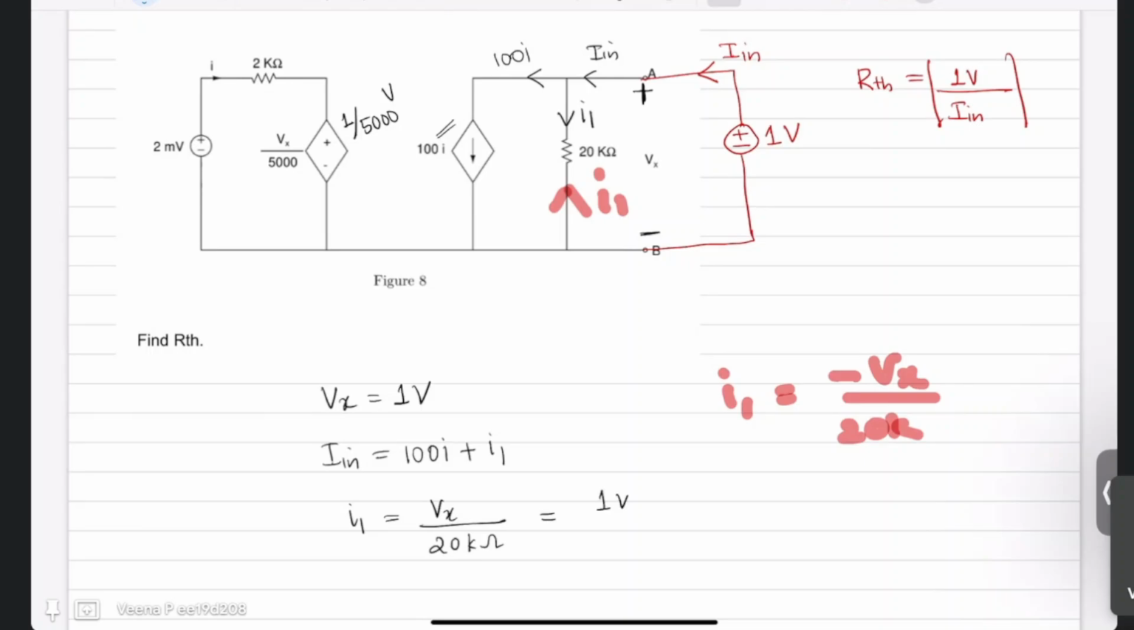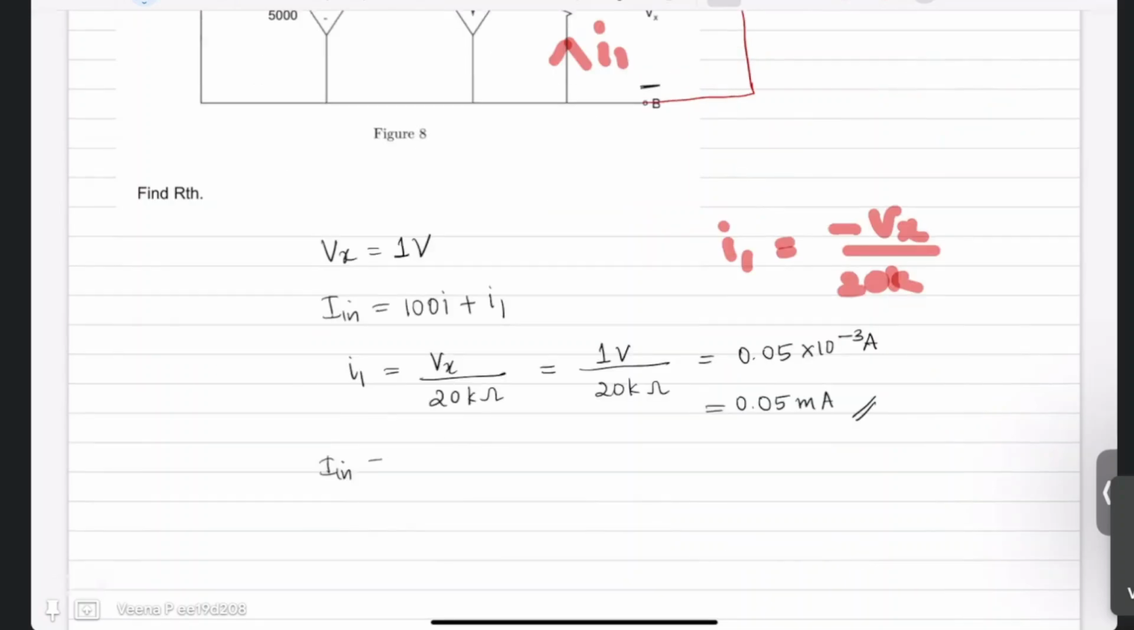Now Vx is 1 volt. 1 volt divided by 20 kilo ohm comes out to be 0.05 into 10 raised to minus 3 ampere. Now 10 raised to minus 3 is milli. So this becomes 0.05 milliampere. So this is your I1. Now your I in is 100I plus this I1. This I1 is 0.05 milliampere.